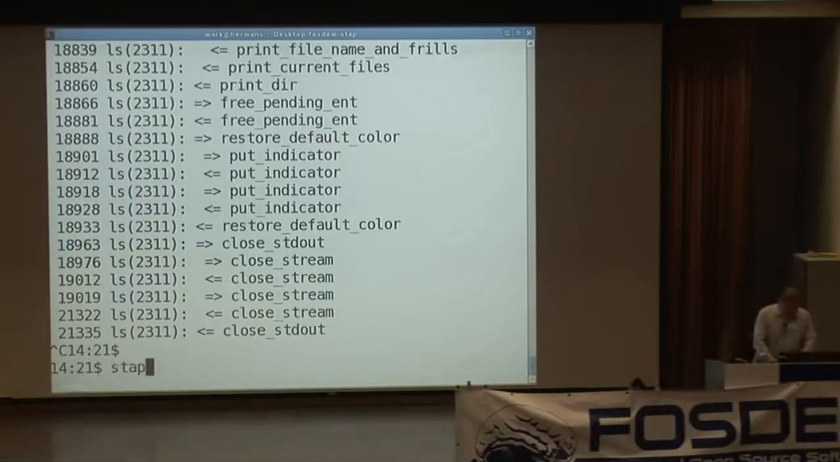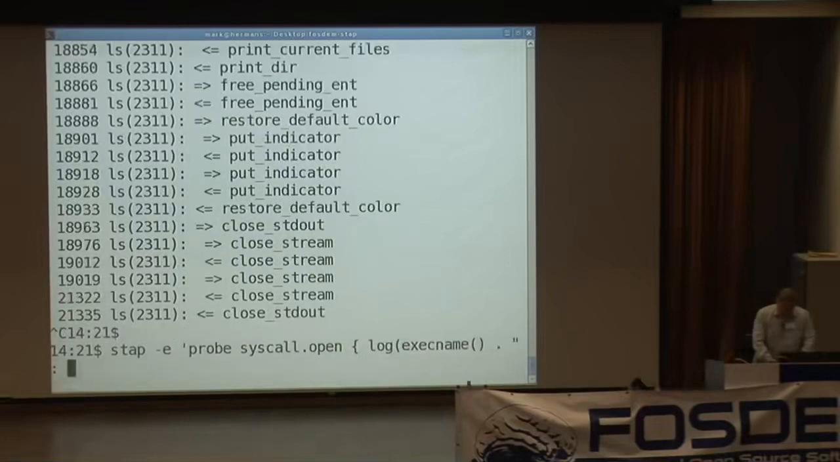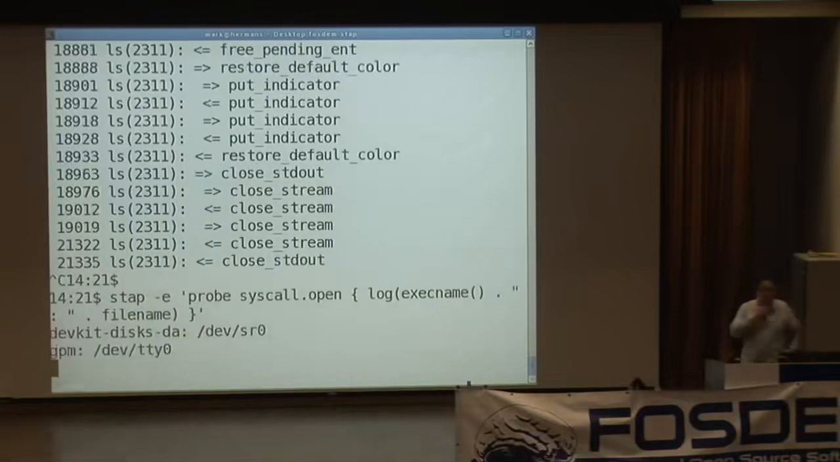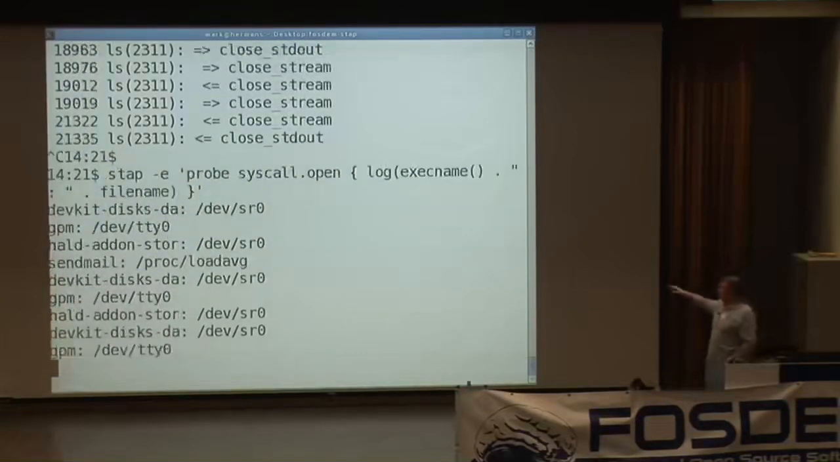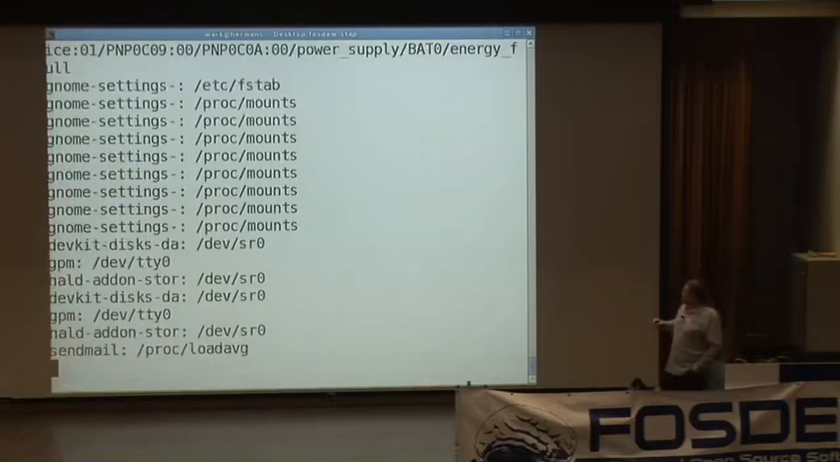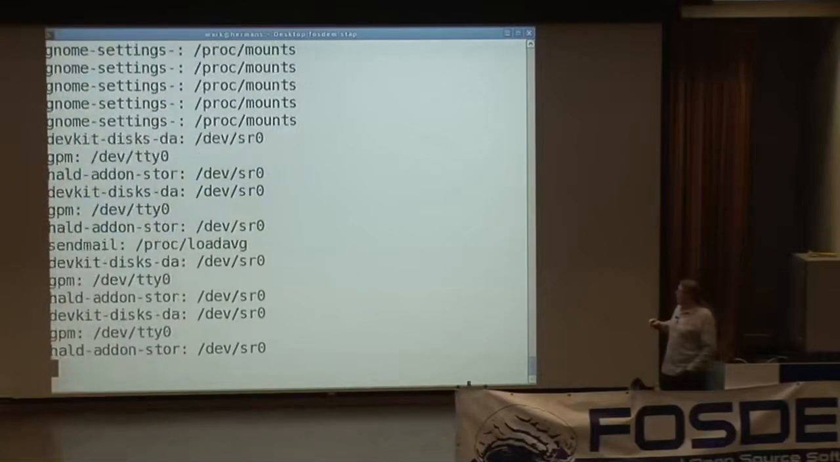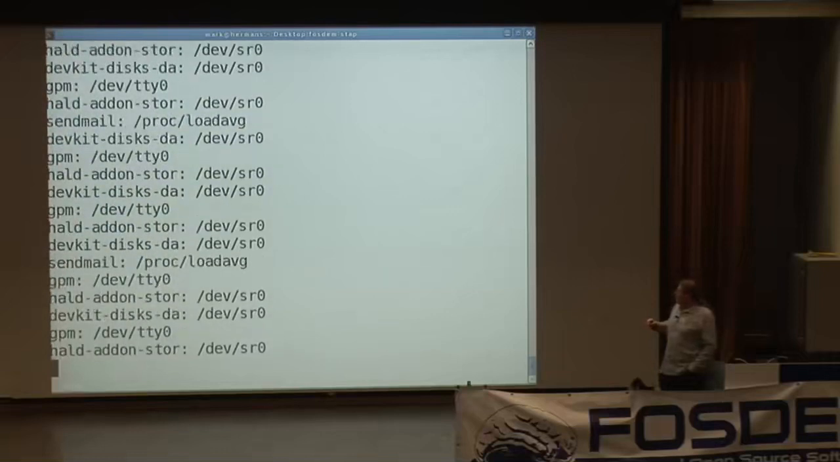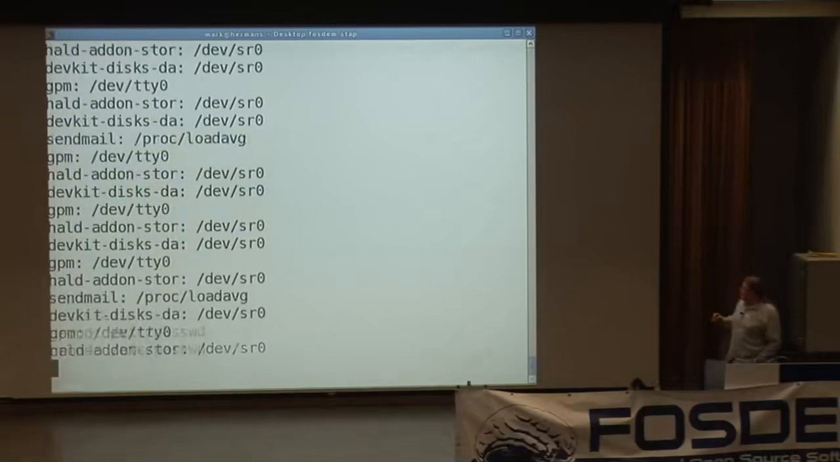This is all process-based, but you can also trace on probe syscall open, to show all the files that are being opened on the system at this time. So here we're doing system-wide probing. We probe, whoa, okay. You can see that GNOME settings is opening proc mounts a lot. And sendmail opens proc loadavg every second. Interesting.